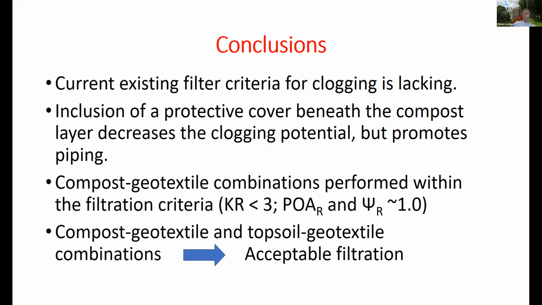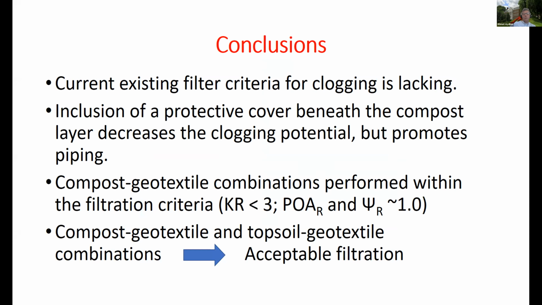I wanted to briefly mention this study. This study continued for about 1.5 years. So what I'm basically doing here is giving you a synopsis of that study. What we figured out is the current existing filter criteria that's applicable for natural earthen material is not necessarily applicable for these recycled materials. And I have seen that in my other studies as well. Inclusion of a protective cover beneath the compost layer decreases the clogging potential, but on the other hand can promote piping because of its high hydraulic conductivity.